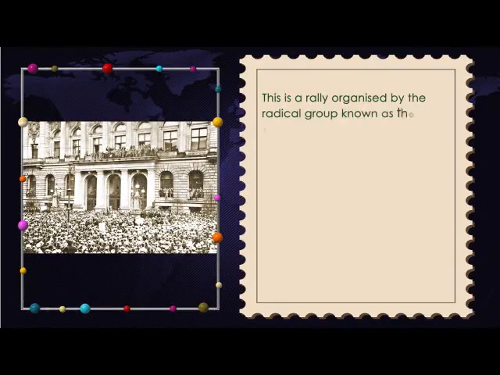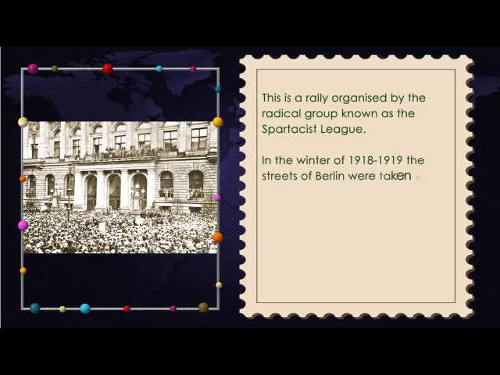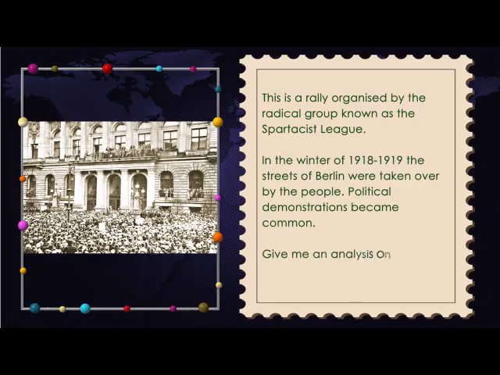This is a rally organized by the radical group known as the Spartacist League. In the winter of 1918 to 1919, the streets of Berlin were taken over by the people. Political demonstrations became common. Give me an analysis on the above picture.